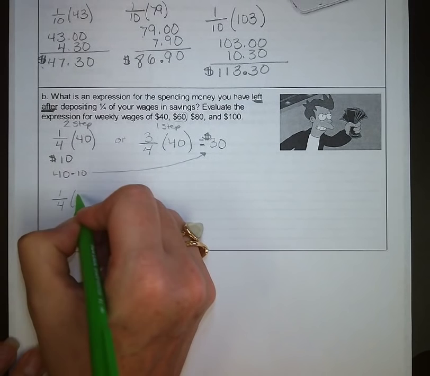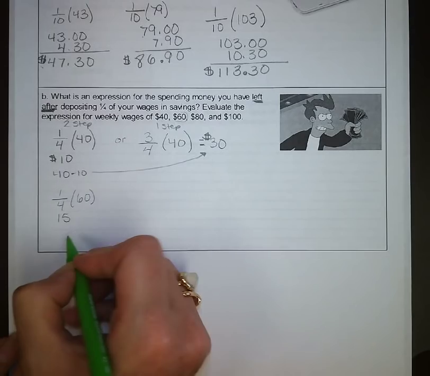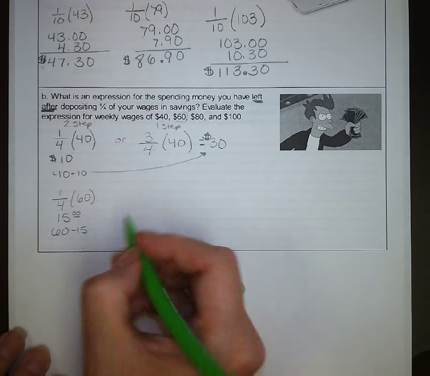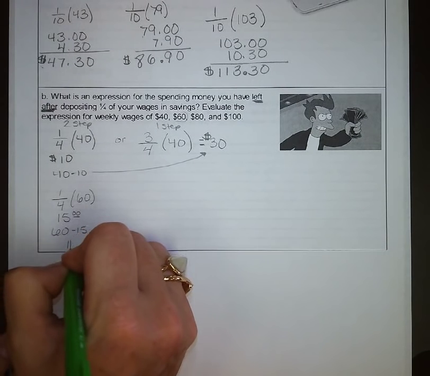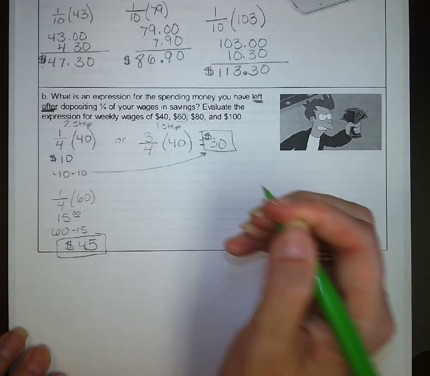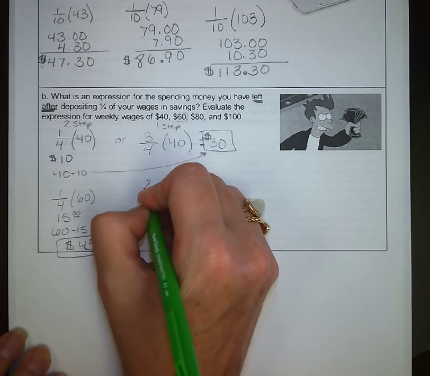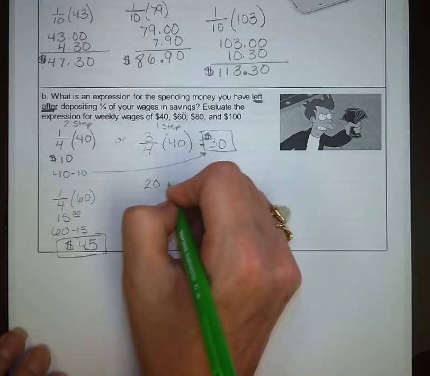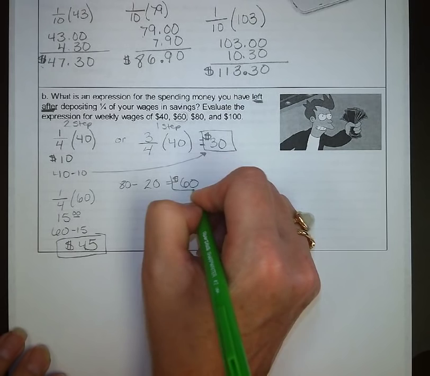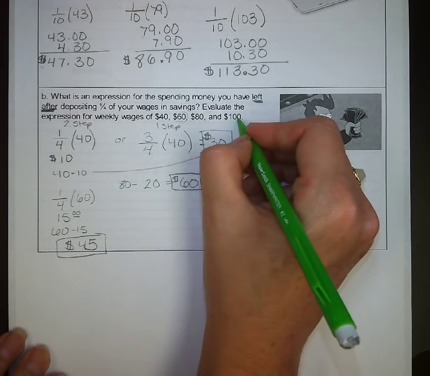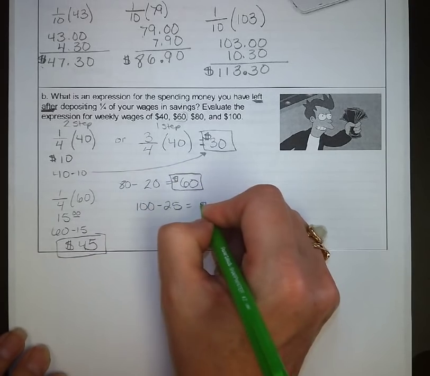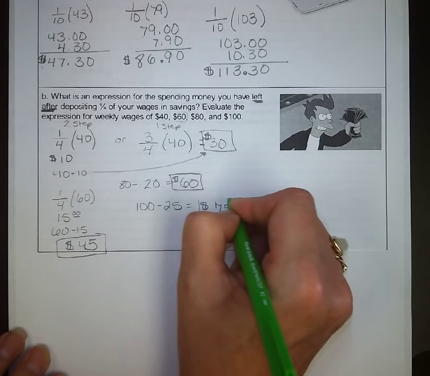All right, so when we take a look at our next setup, 1/4 of $60 is 15, so 60 minus 15 would leave us with $45 of spending money. 1/4 of $80 would be 20. 80 minus 20 is $60 in spending money. And lastly, 1/4 of 100 would be 25. So 100 minus 25 would give us $75 of spending money.